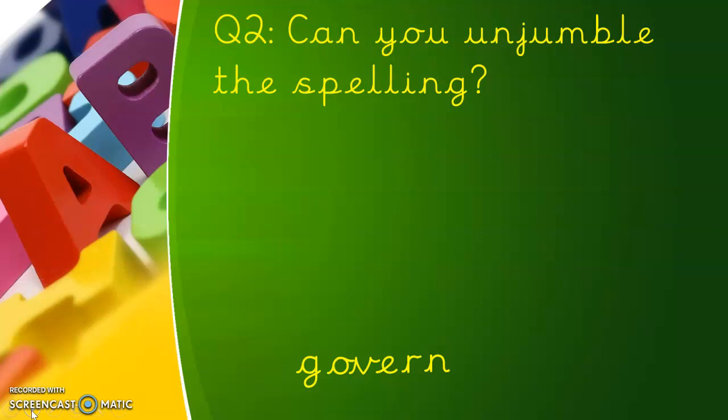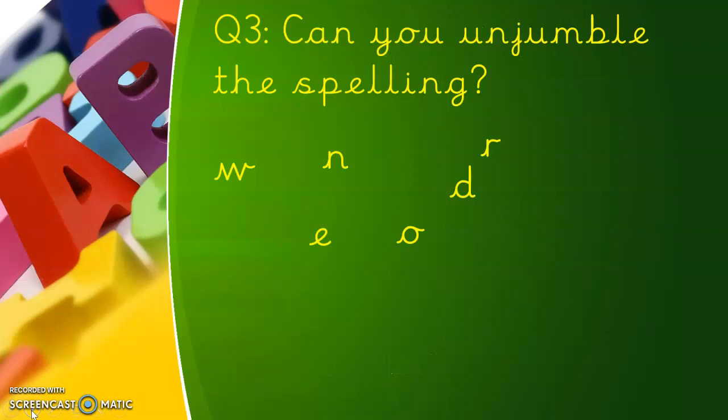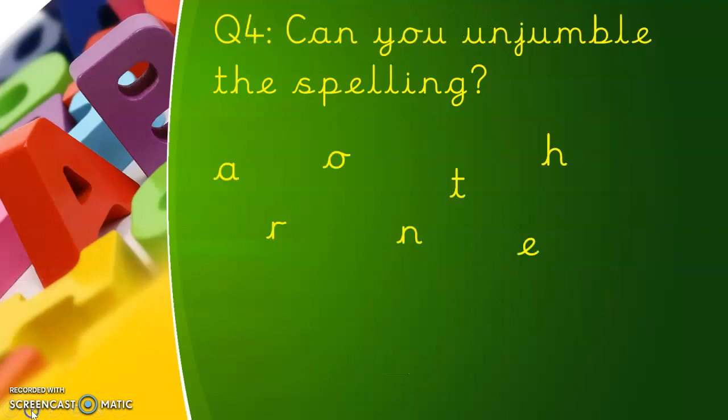Question 3. Can you unjumble this spelling? Don't forget, pause the video and write it down. It starts with a W. Which of our words started with a W? U, but written like an O. Un. That's right, it's wonder. I wonder what I will have for my tea. Wonder.